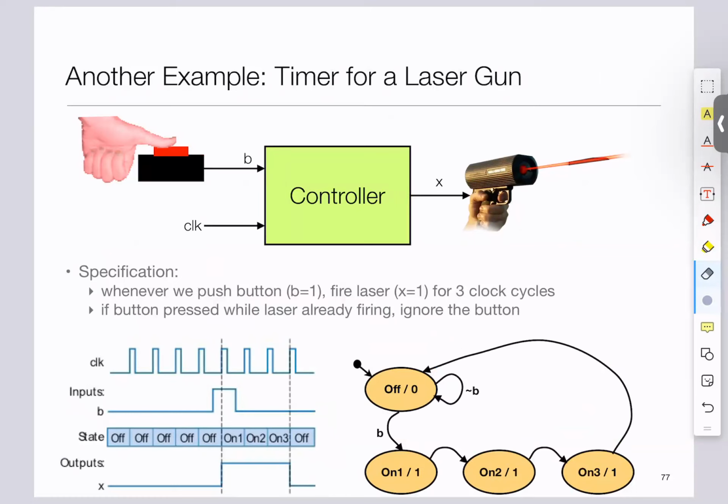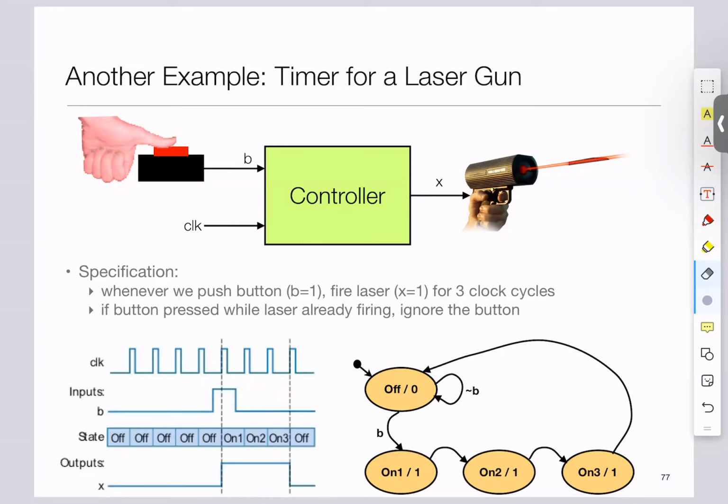Oftentimes we're faced with a specification and we're writing a finite state machine, but you will see very shortly that there are certain kinds of mistakes that occur very commonly, which lead to a finite state machine which is not legal. Okay, so let's imagine an example where I'm creating a controller for shooting a laser gun. This controller has the following specification. There's a button, and whenever we push the button, fire the laser for 3 clock ticks. And if the button is pressed while the laser is already firing, ignore the button. Okay.